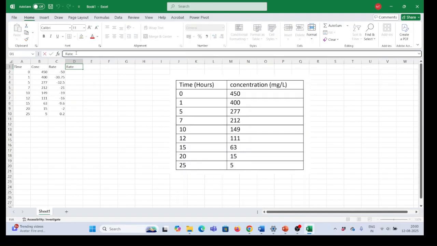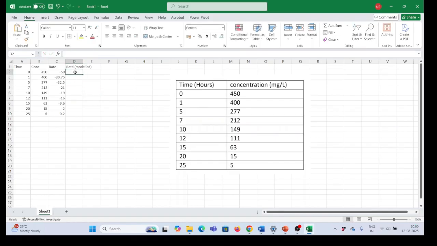Now we need to find the rate from the model, that was KC^n, right? So our K value and C and n value, let us assume K is 0.5, you can take anything, and n is 2. Now we will use the KC^n formula. So what was K? K into C to the power n.